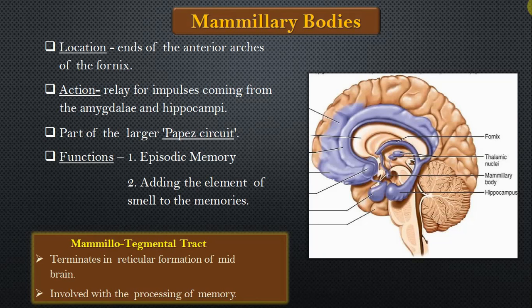So something about the mammillary tegmental tract. It terminates in the reticular formation of the midbrain. They, along with the anterior and dorsomedial nuclei in the thalamus, are involved with the processing of memory, and they are believed to add the element of smell to the memory.